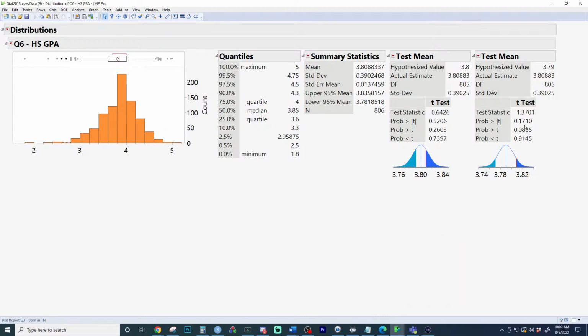Hopefully this makes sense, why we can't say I believe 3.8 is true. We would say 3.8 is a believable value. So 3.8 is believable. 3.79 we can't reject. That's what can't reject means: I can't reject it.